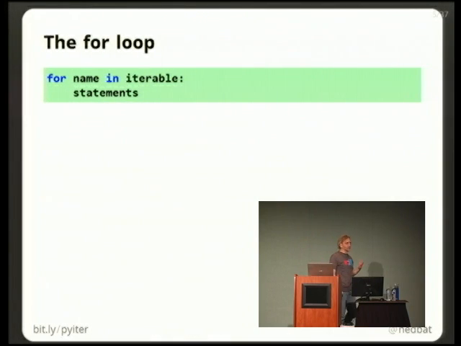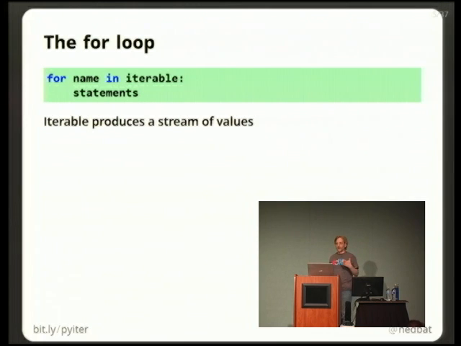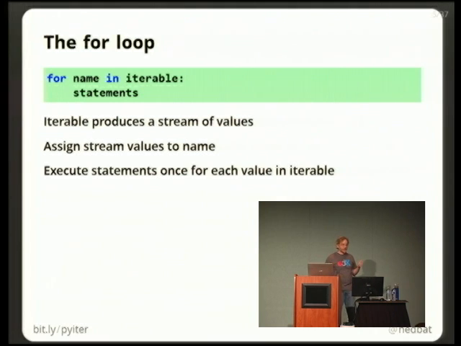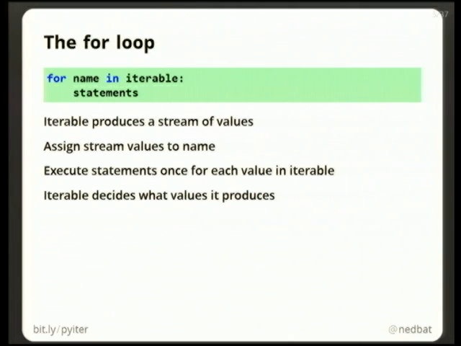The for loop is a very basic statement in Python. It's very powerful. The iterable value produces a stream of values, and we'll talk later about exactly what an iterable is, but an iterable is something that can produce a stream of values. It assigns each stream value to the name, and then it executes the statements once for each value in the iterable, and the iterable gets to decide what values it produces. This is a key point.